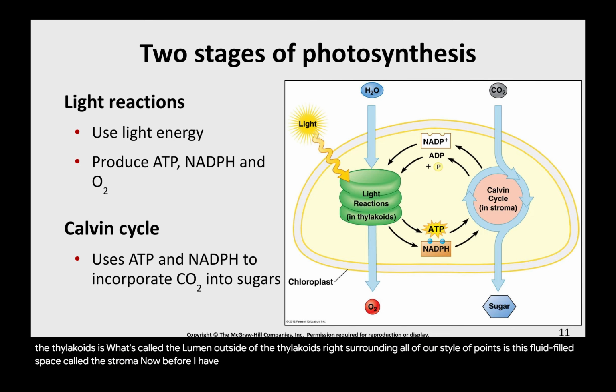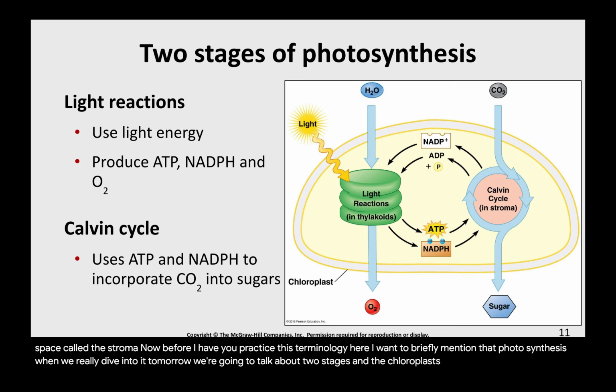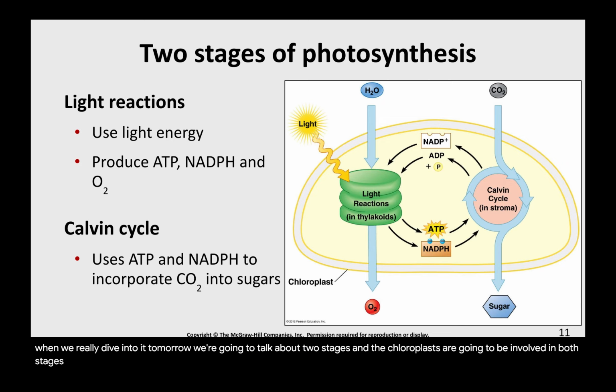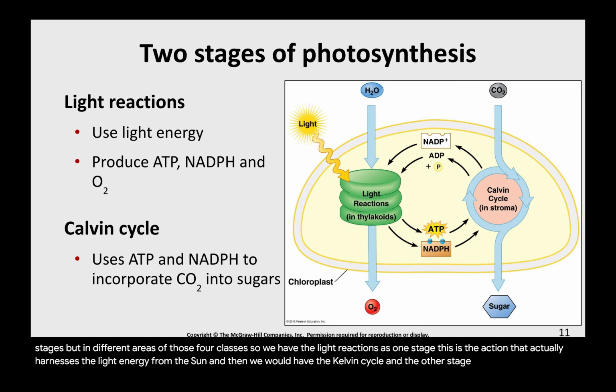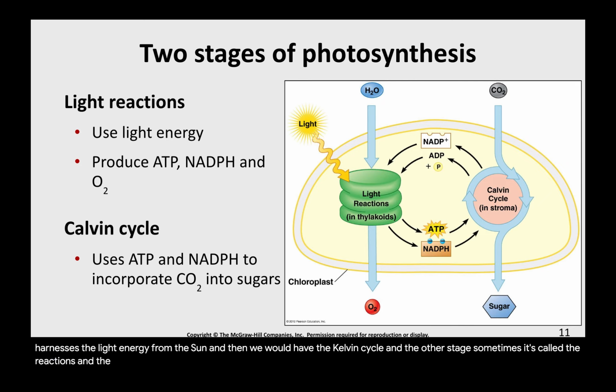Now, before I have you practice this terminology, I wanted to briefly mention that when we really dive into photosynthesis tomorrow, we're going to talk about two stages. The chloroplasts are going to be involved in both stages, but in different areas of those organelles. We would have the light reactions as one stage. This is the reaction that actually harnesses the light energy from the sun. And then we would have the Calvin cycle in the other stage. Sometimes it's called the light reactions and the dark reactions, the dark reactions being the Calvin cycle. The Calvin cycle is what is producing these glucose molecules, those sugars.